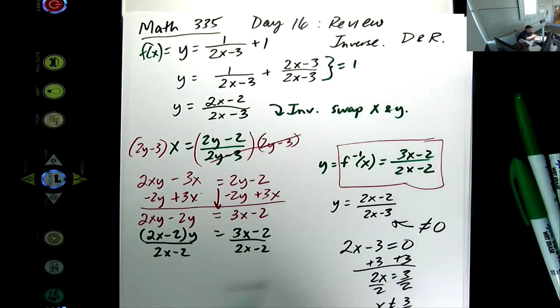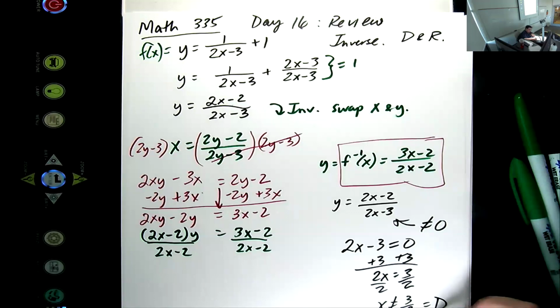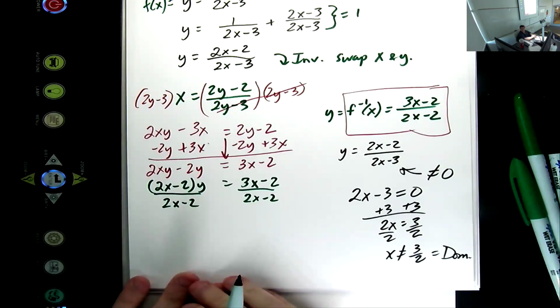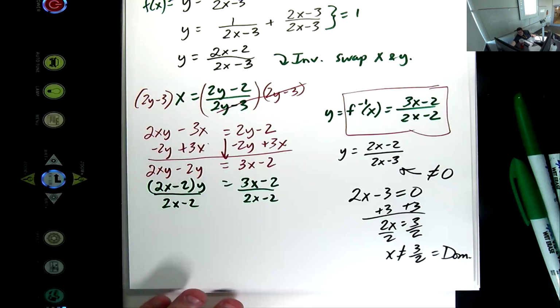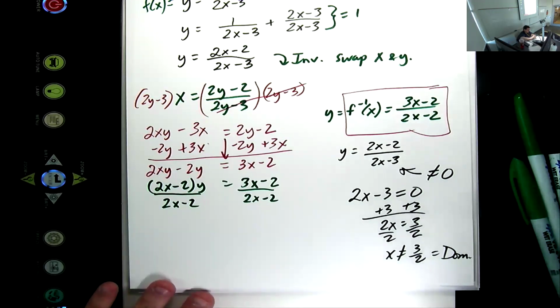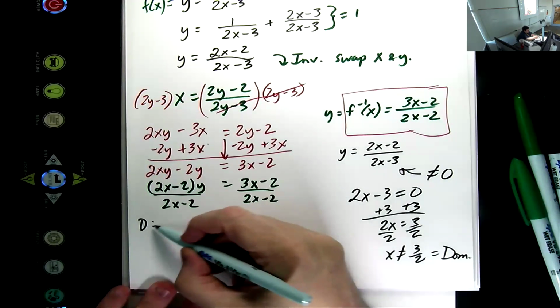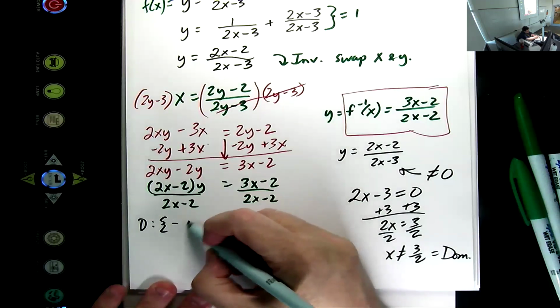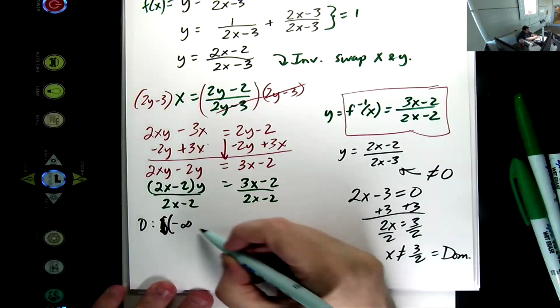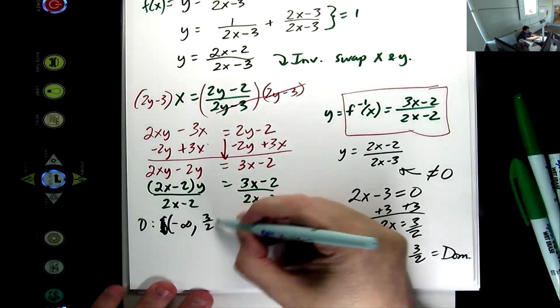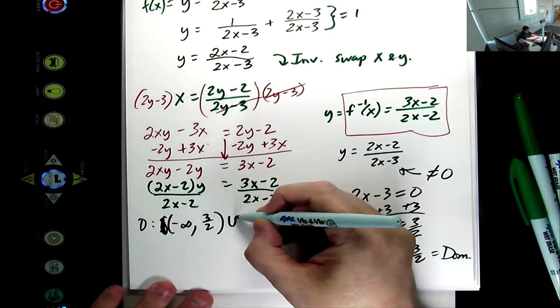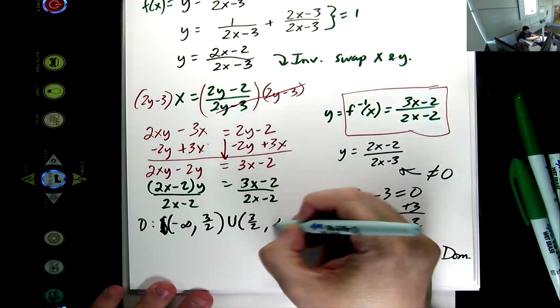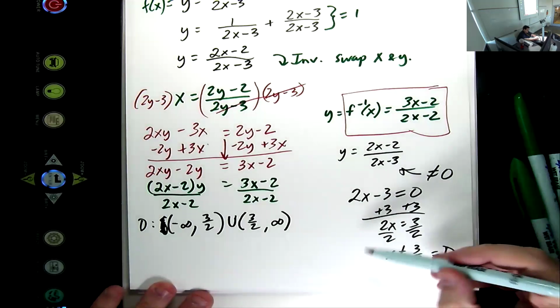So one way of saying the domain is that. That's the domain. Do you want us to graph it? No, unless I specify graph it, I don't think I do. Another way of writing a domain is interval notation. Negative infinity up to 3/2, but with parentheses, because we don't include the 3/2, and then union 3/2 to infinity. These two mean the same thing.